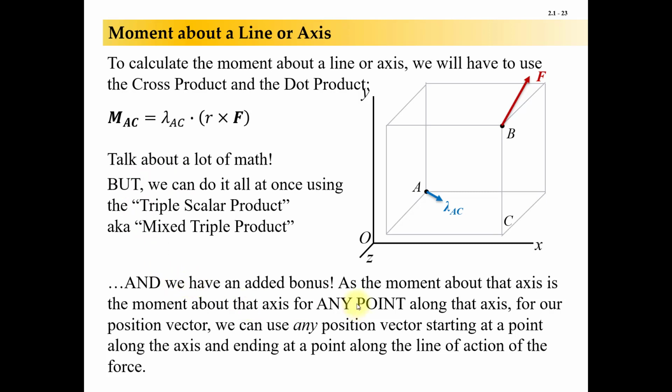And as an added bonus, because of what's going on here with this lambda AC, we no longer necessarily have to use vector AB, rAB, for that point. For our position vector in the second row of our matrix, we can use any point along the axis we care about up to any point along the line of action of the force. So we don't have to do AB anymore. Now we can do CB as well.